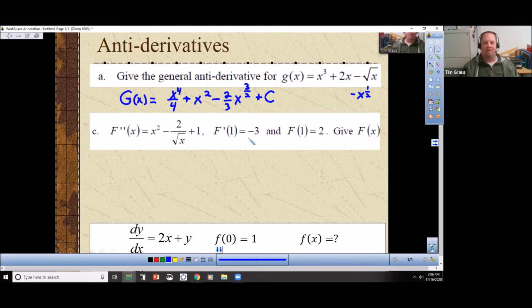Now let's go to this next problem. They give us a second derivative and some additional information, and they ask us to work our way back up to the function, f of x. Well, let's see if we can do that.